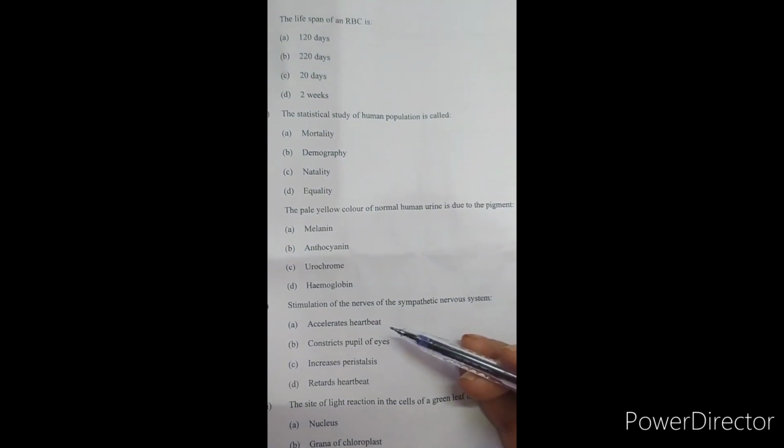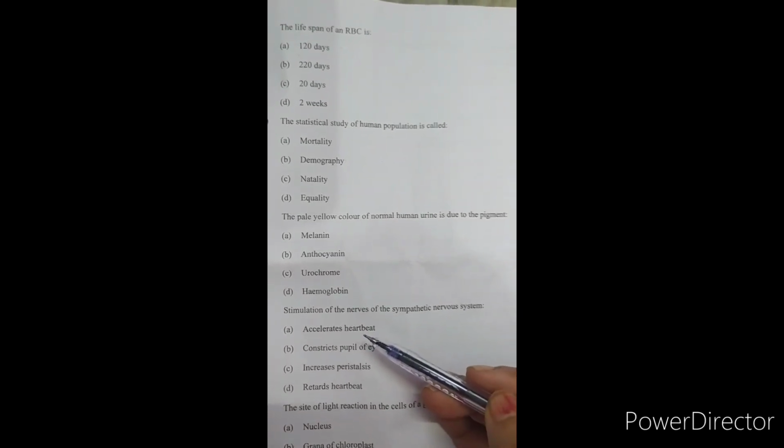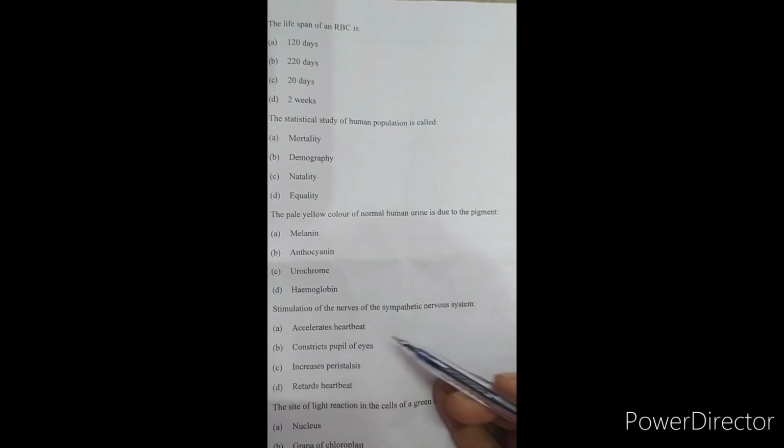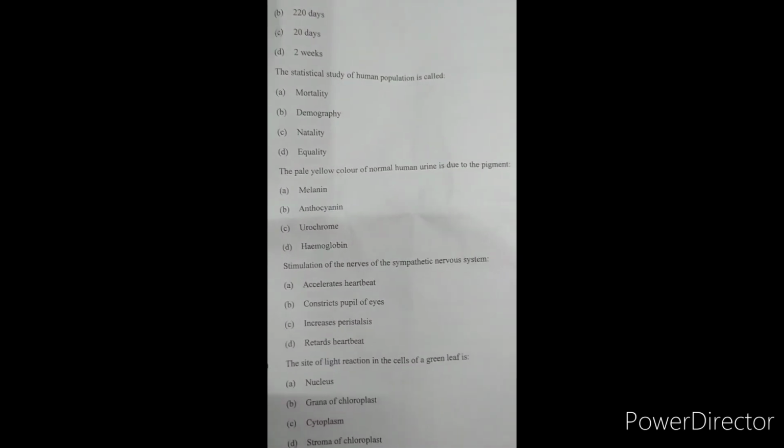The stimulation of the nerves of the sympathetic nervous system accelerates the heartbeat, because it deals with emergency situations. The sympathetic nervous system becomes active in emergency situations, so the answer is accelerating heartbeat. The site of light reaction in the cells of a green leaf is grana, because it contains chlorophyll. So grana, answer number B, is correct.